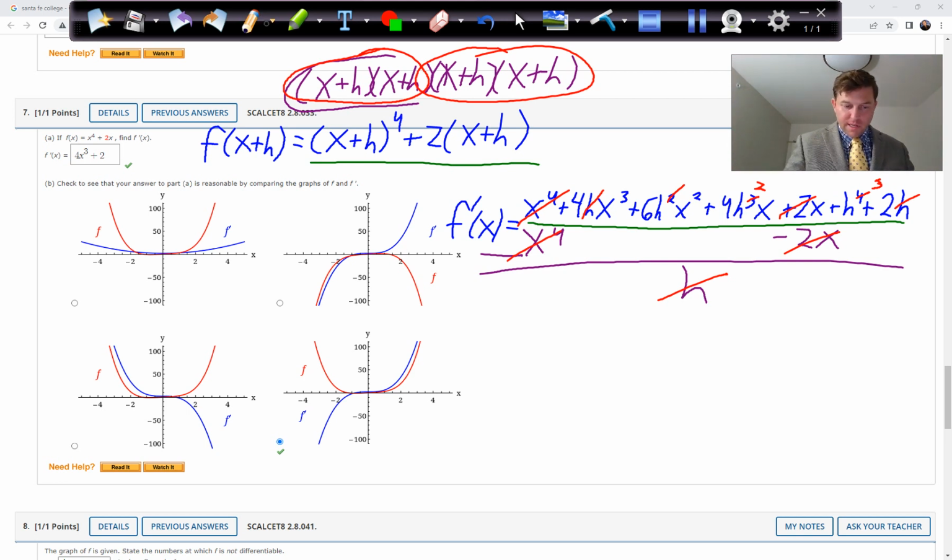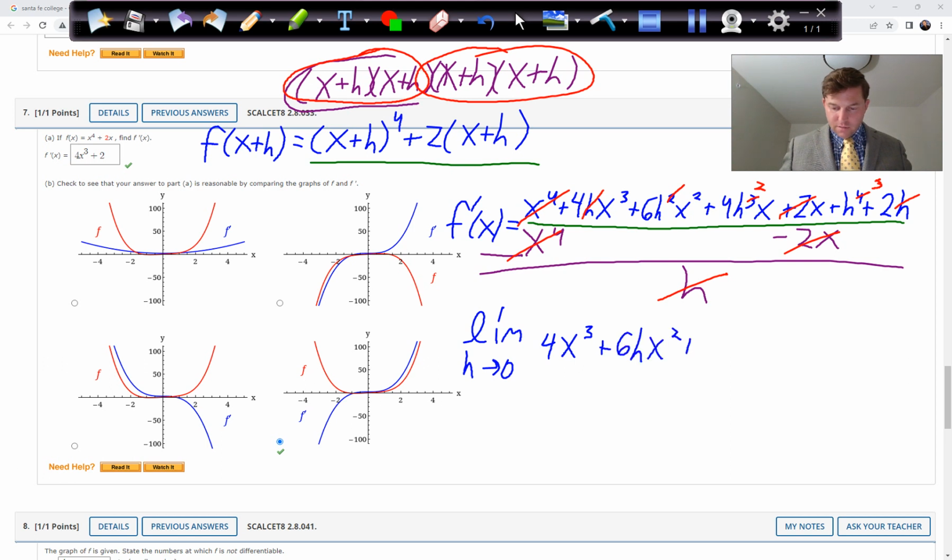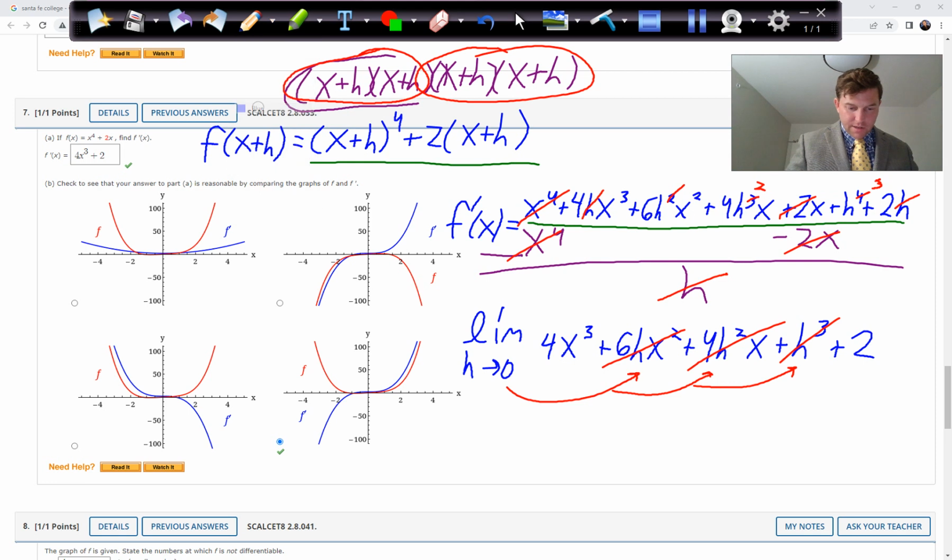But then we're going to say limit as h goes to 0. So then we apply the limit as h goes to 0, and any term with an h in it is going to go away anyway. But let's see what we have. We have 4x cubed plus 6h x squared plus 4h squared x plus h cubed plus 2. So now we apply h is 0 into these, and they're going to get wiped out. So the whole derivative should just be 4x cubed plus 2, which is what we have there.